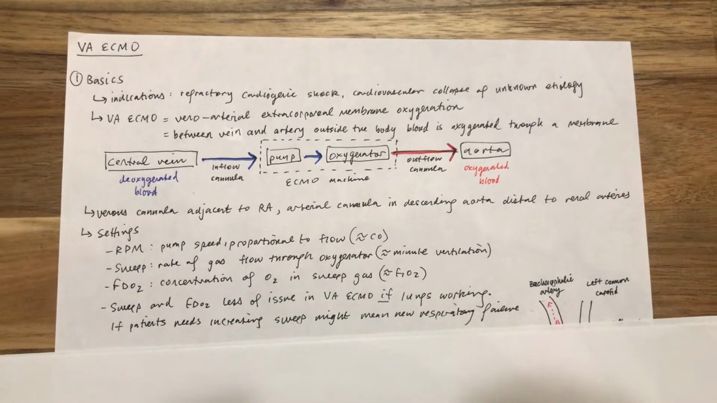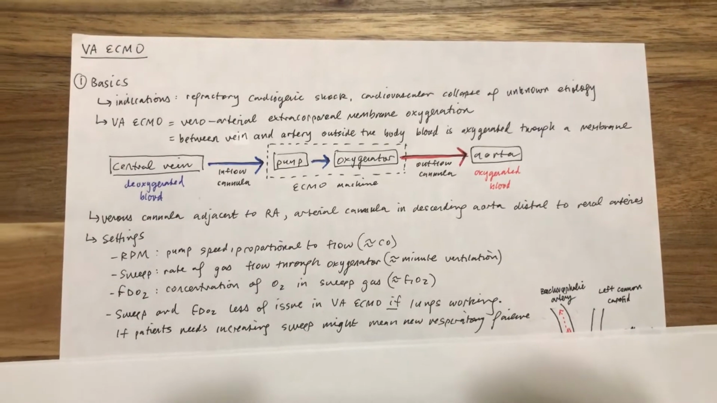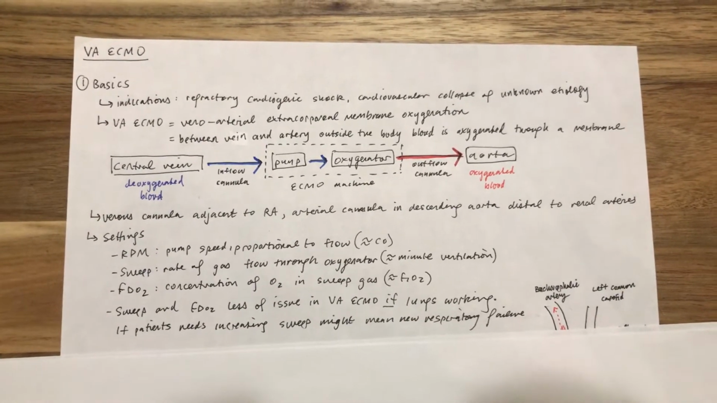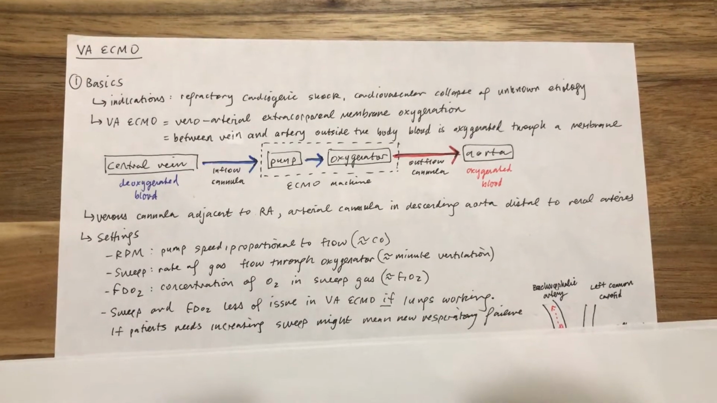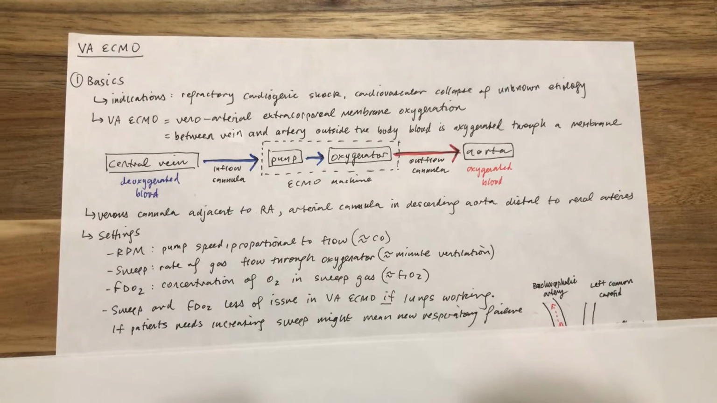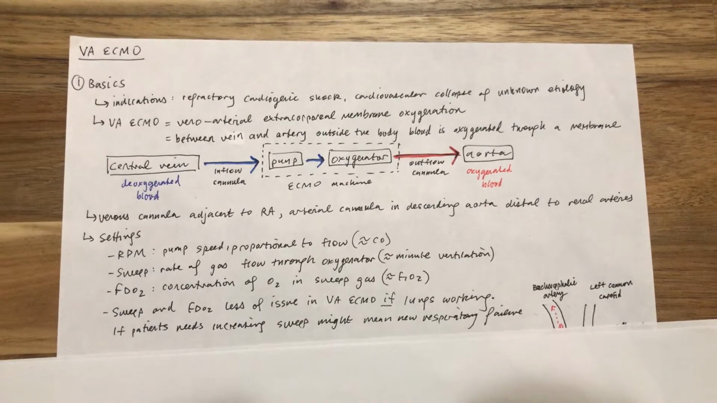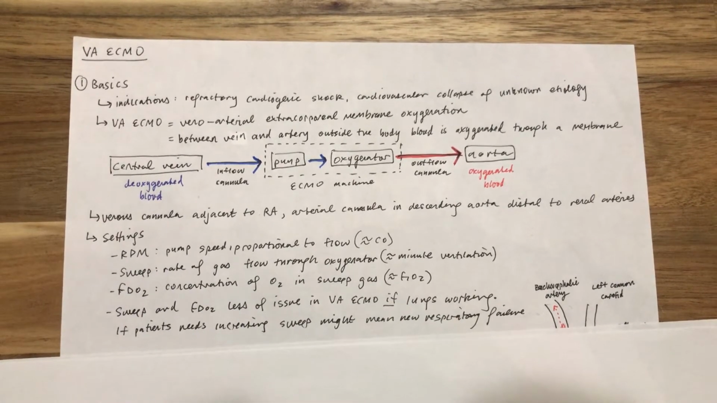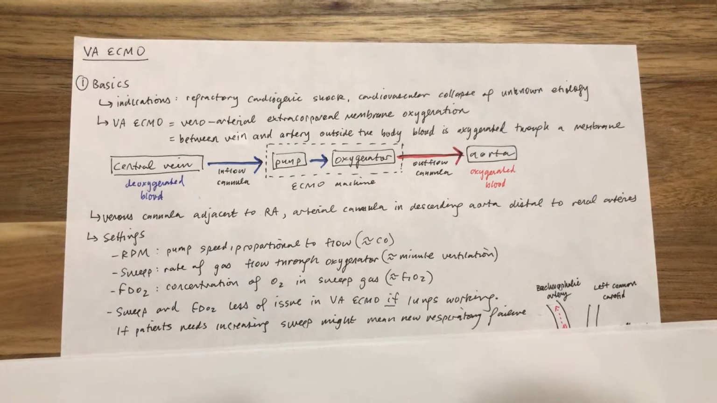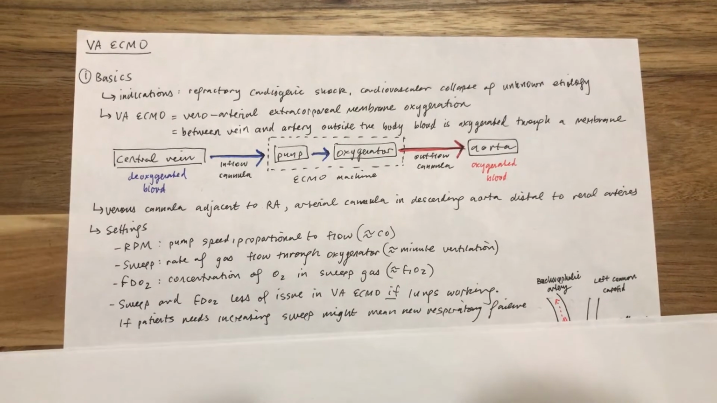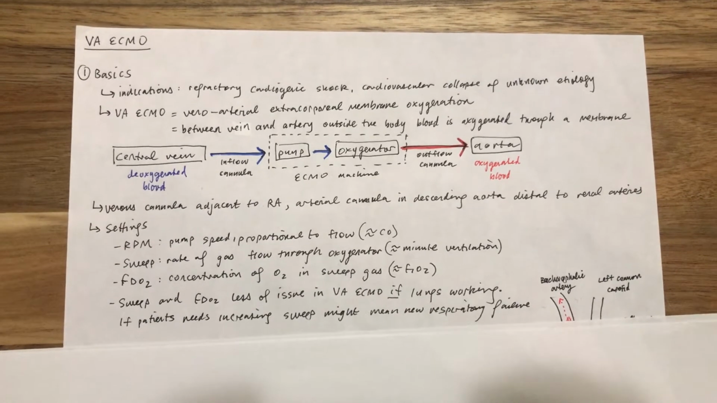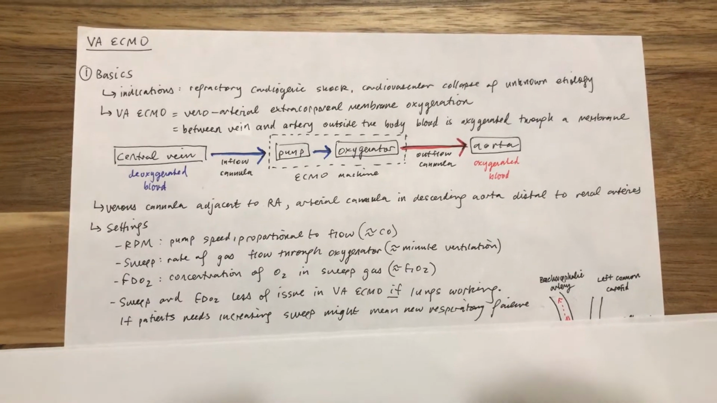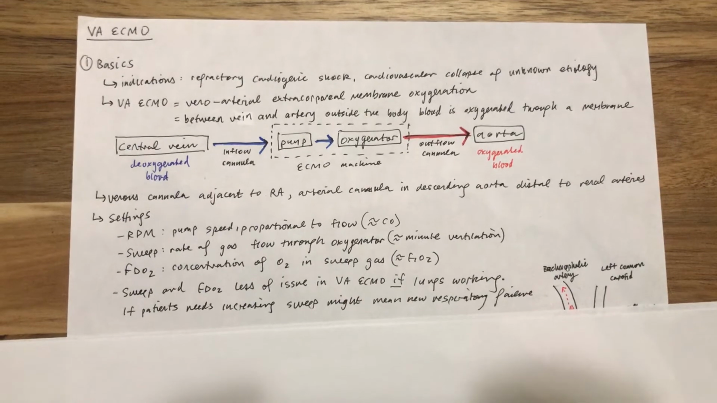VA ECMO is a little bit different than VV. So the inflow cannula is still going to be in a central vein. There's still a pump and still an oxygenator, but the main difference is the outflow cannula goes into the descending aorta. So it's a venous to arterial system, whereas VV ECMO is a vein to vein system.